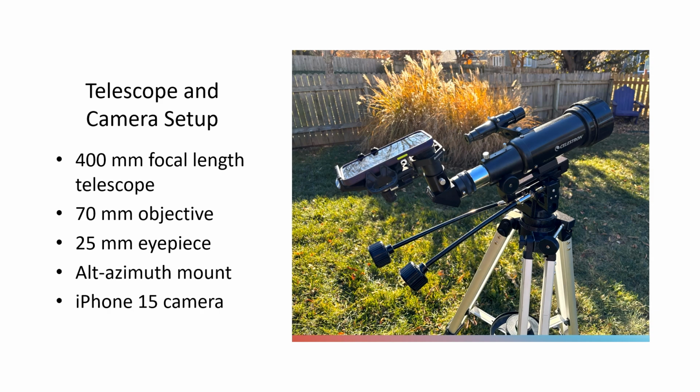Here's the equipment I used to capture the image. The Celestron telescope has a focal length of 400 millimeters and a 70 millimeter objective lens, paired with a 25 millimeter eyepiece. The mount is a simple alt-az mount with no tracking. The camera is an iPhone 15 placed behind the eyepiece using a camera adapter. The image used in this analysis was taken from a 5-second exposure, which is short enough to limit star trailing while still recording faint background stars.